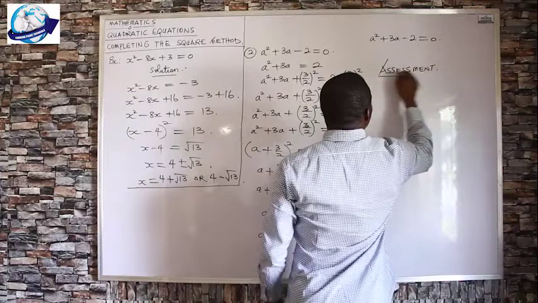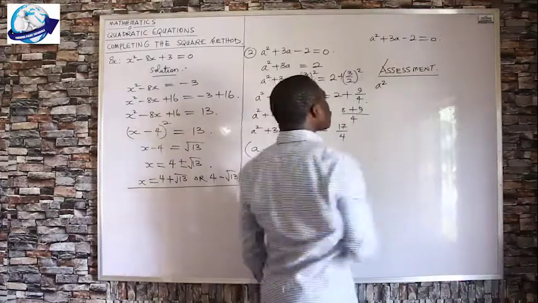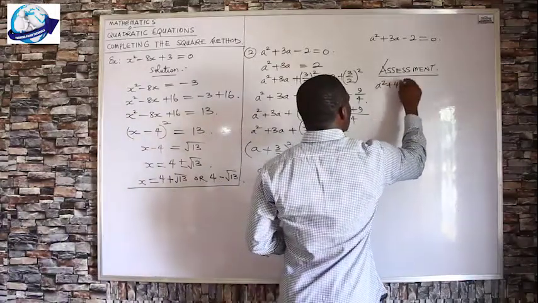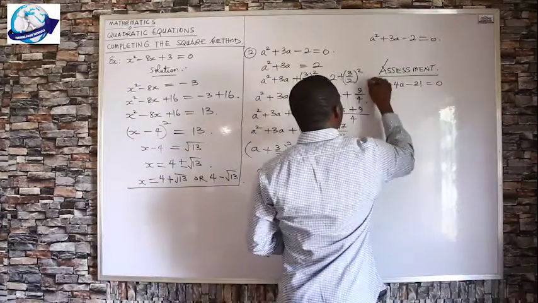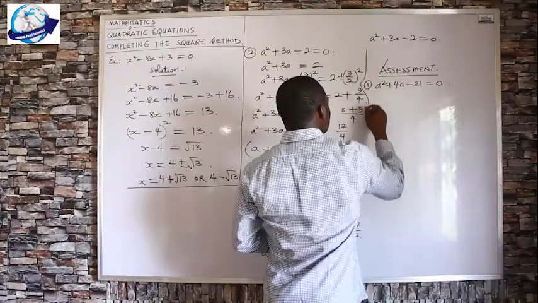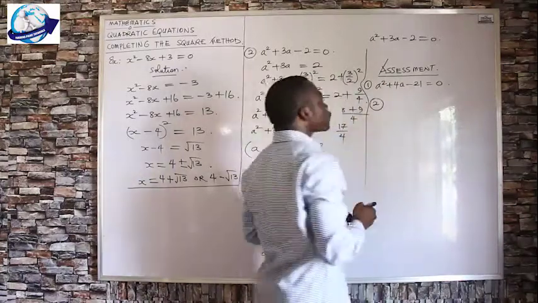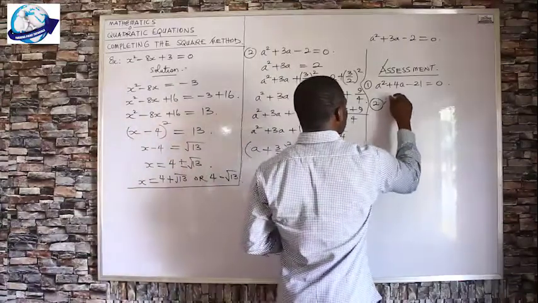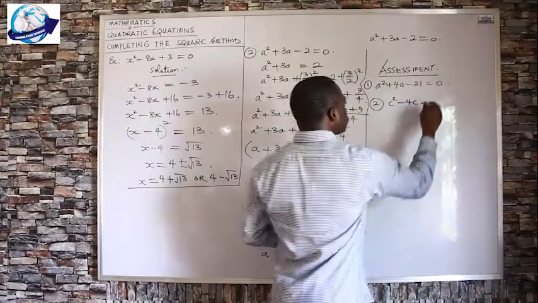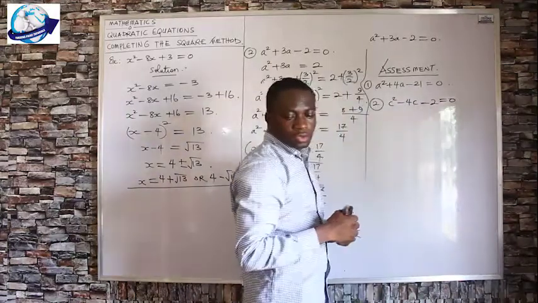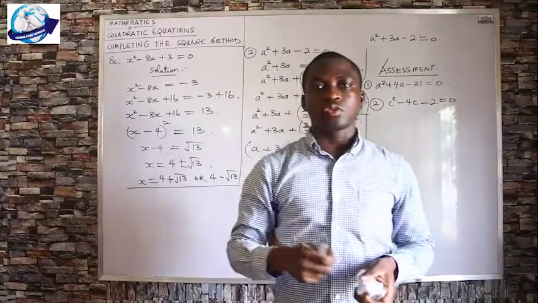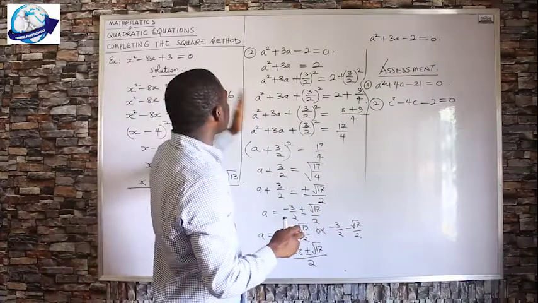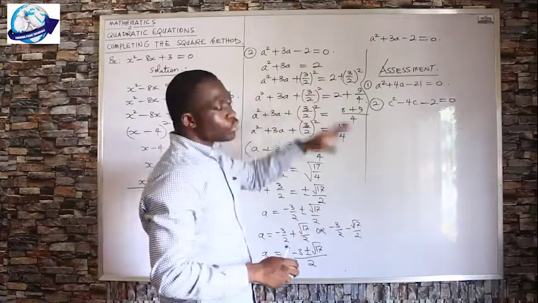So follow this procedure, try this. You have x squared plus 4x minus 21 equals 0. This is question 1. Then question 2, you can also apply your c squared minus 4c minus 2 equals 0. So apply these two questions and see if you can get the answer right. Okay? When you follow these procedures, definitely you must arrive at the correct answer.